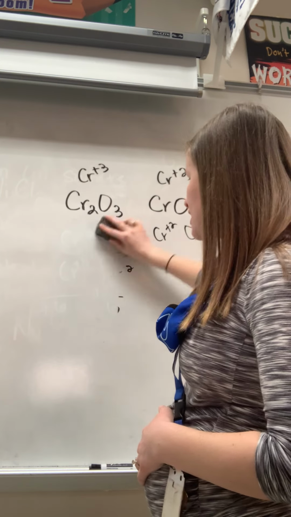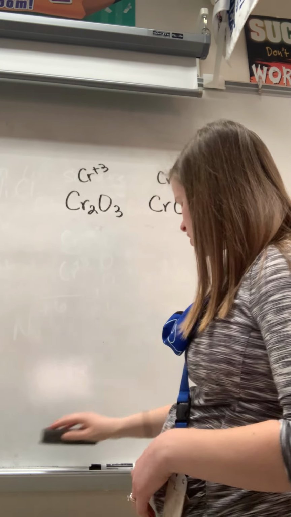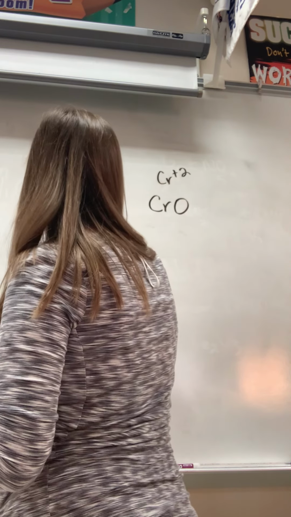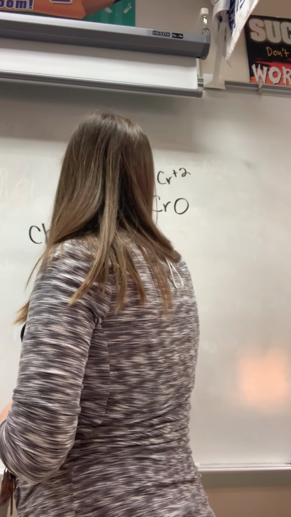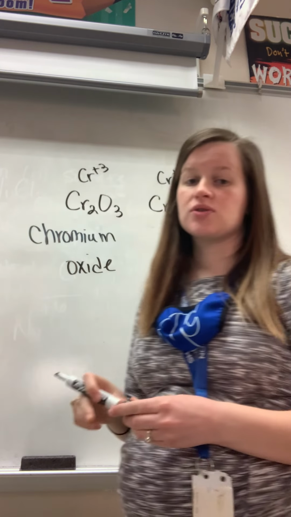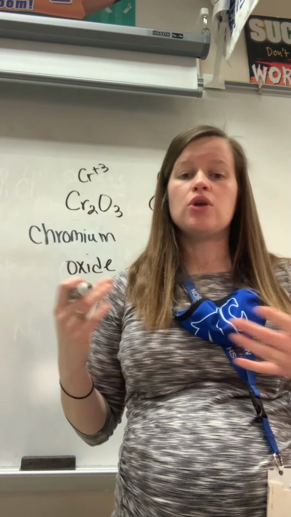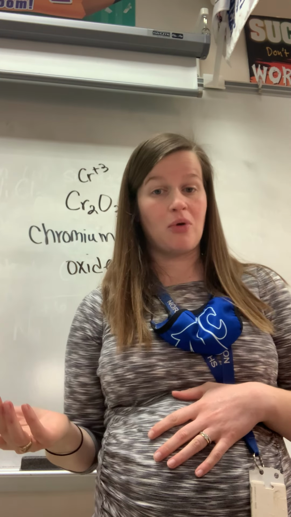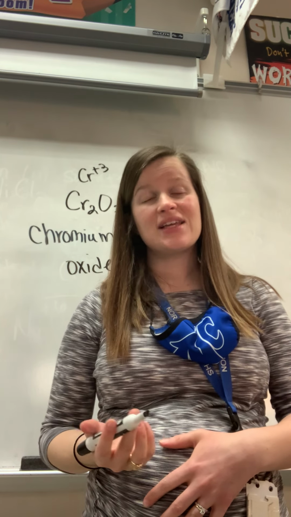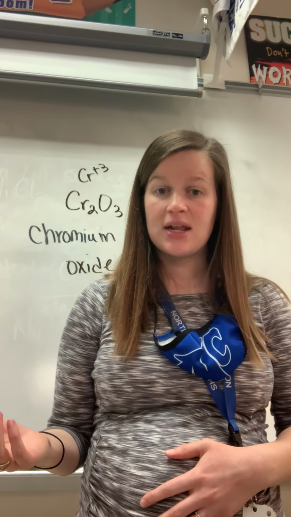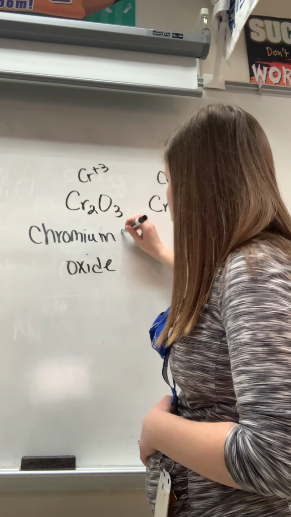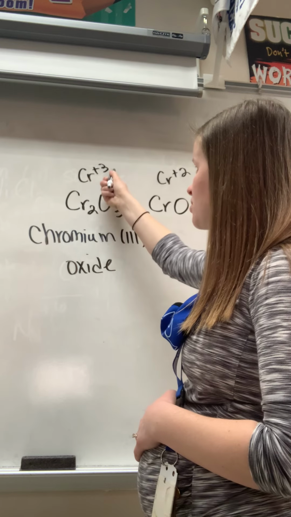So now that you know the charge, you can name them. Again, this isn't just chromium oxide, because if it was just chromium oxide, you wouldn't know which one I'm talking about. If I were to tell you in a lab, hey, go grab chromium oxide, or on a quiz, write the formula for chromium oxide, you wouldn't know which one to write, and you could get it wrong or you could get it right, and you could just be a good guesser. But we don't like to guess in chemistry because that's when accidents happen, right? And so whenever we're doing this, to write it, I have to do Roman numeral 3 to show that it has a +3 charge.